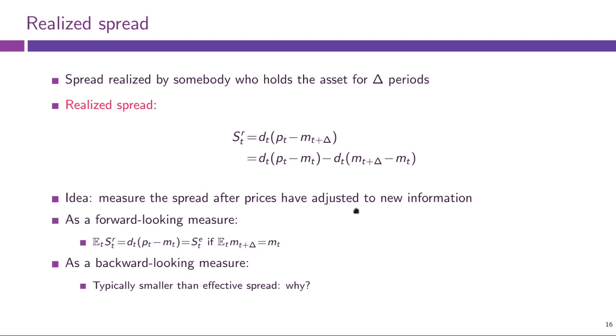Now, if you try to apply it as a forward-looking measure, then you will typically get the same thing as an effective spread, because the expectation of a future mid-quote is typically the same thing as the current mid-quote. But if you use it as a backward-looking measure, which is a more reasonable way to apply it, then you will find that this is typically smaller than the effective spread. This happens exactly because prices react to transactions.